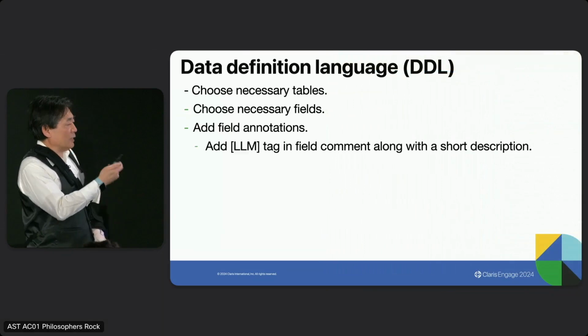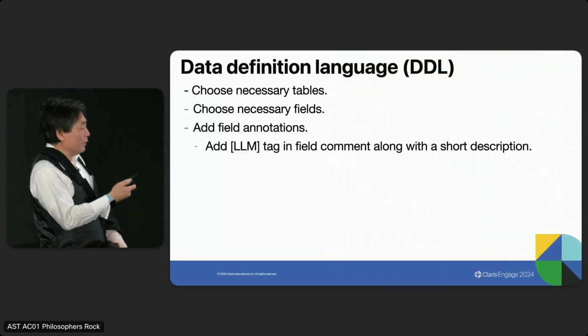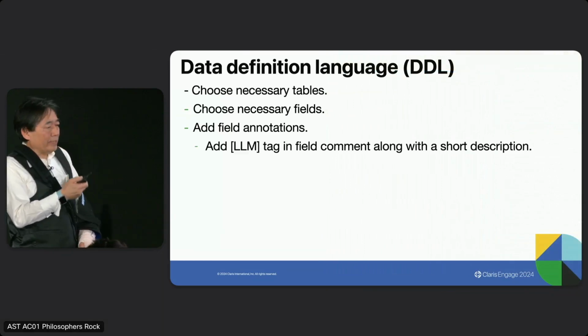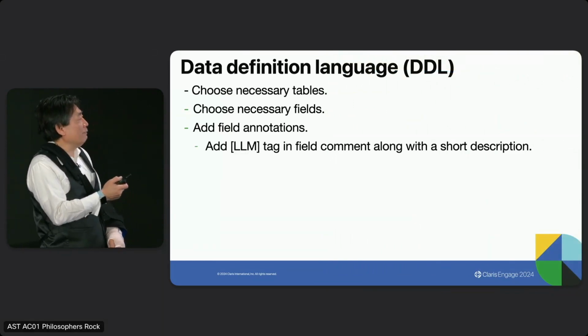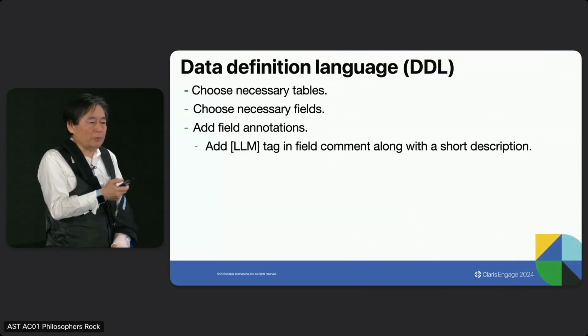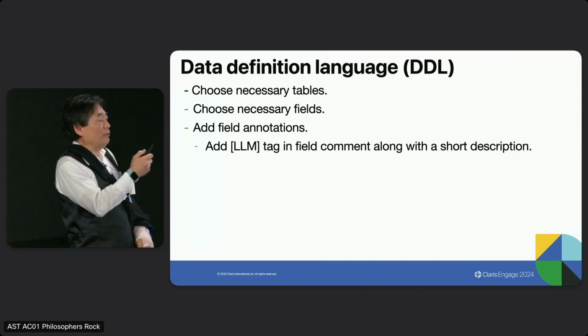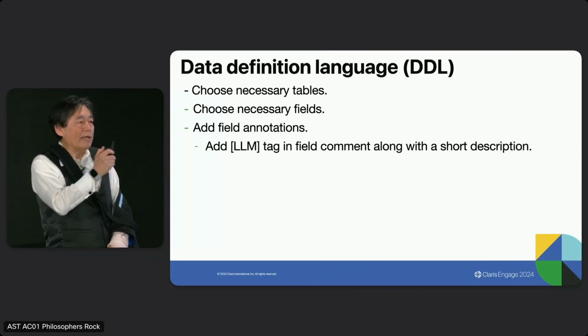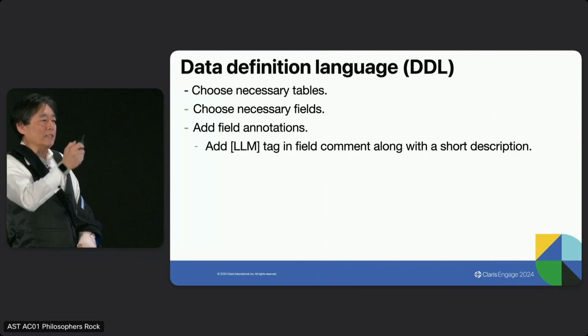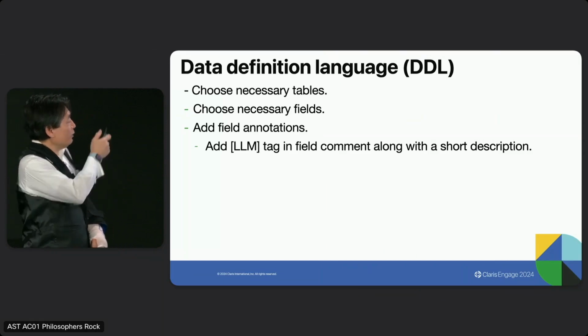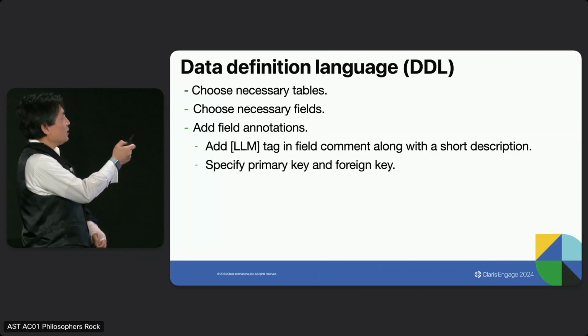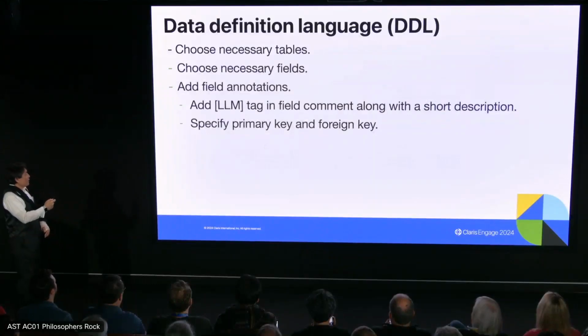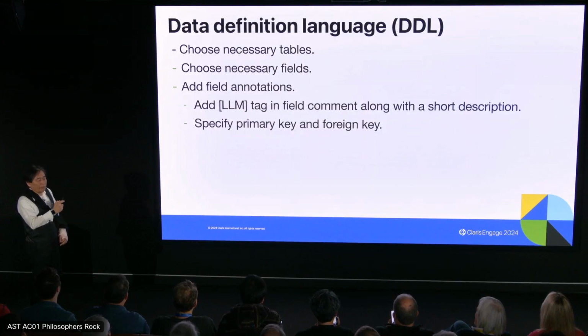Okay, so here are some tips to have a good DDL. So first, add the bracket LLM bracket tag in the field comment along with a short description. And this short description is actually for the LLM to understand the meaning of your field and the schema of your field. If you don't do this, that might still work, but remember it will send all the fields of a table over. And the second one is to specify the primary key and the foreign key. So this is for the relationship.